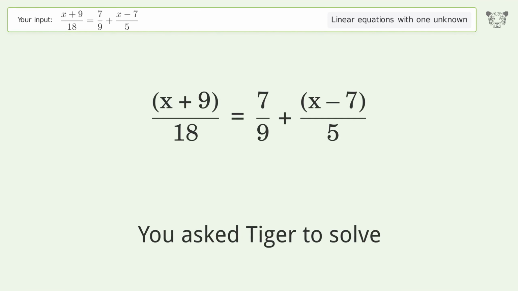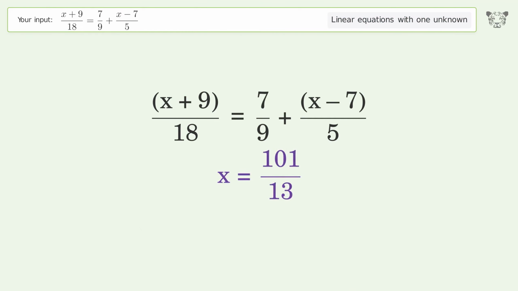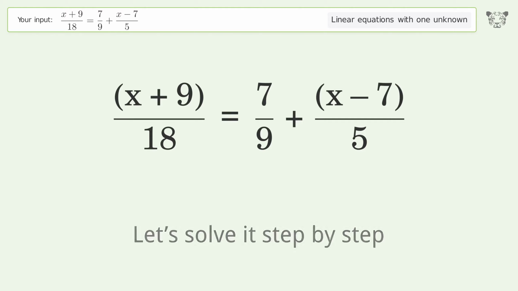You ask Tiger to solve. This deals with linear equations with one unknown. The final result is x equals 101/13. Let's solve it step by step.